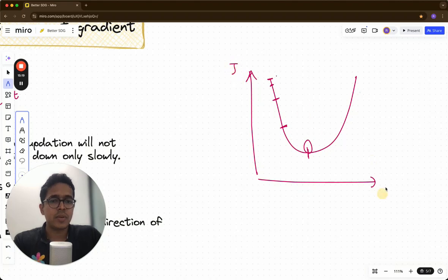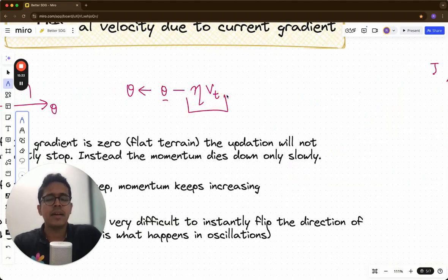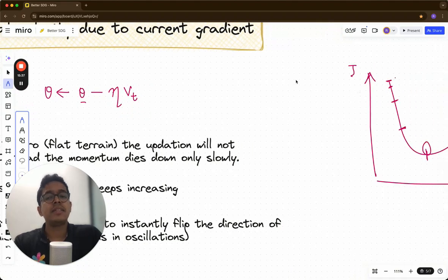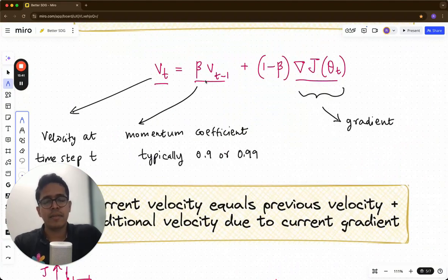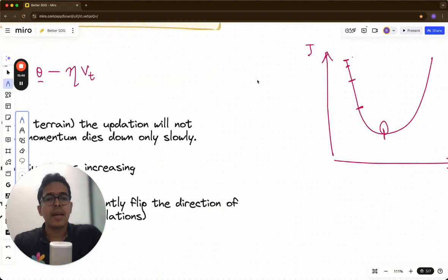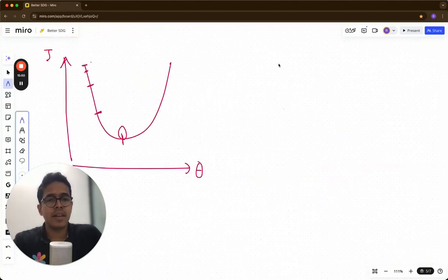So imagine this was J and this was theta. And here theta is getting modified very little, here even more, and here even more. You can do this only if the value by which theta is updating, which primarily depends on this term, that term itself is increasing in size. And it indeed increases in size if you are using velocity, where you are accumulating the previous velocity with the current velocity.